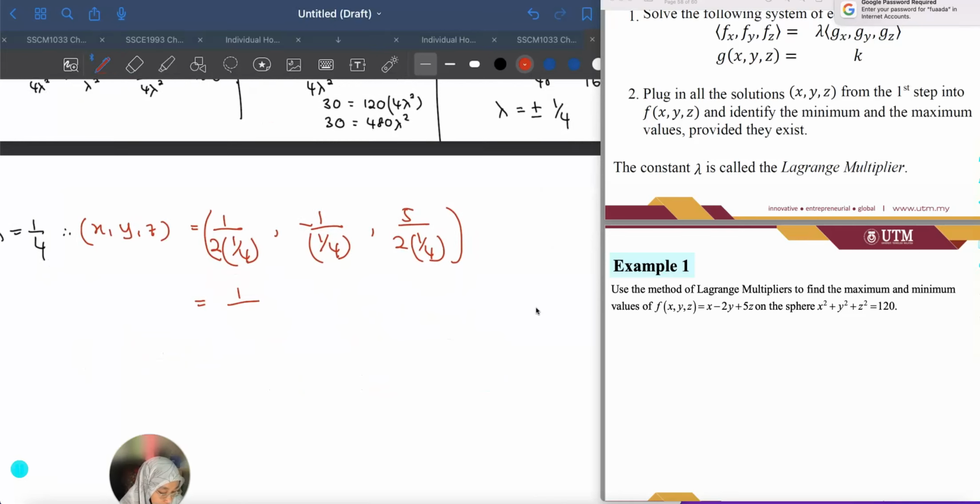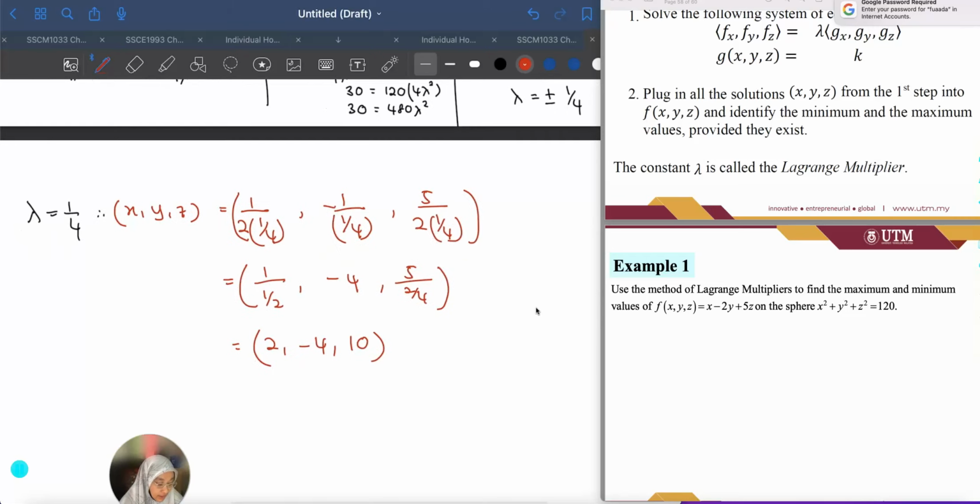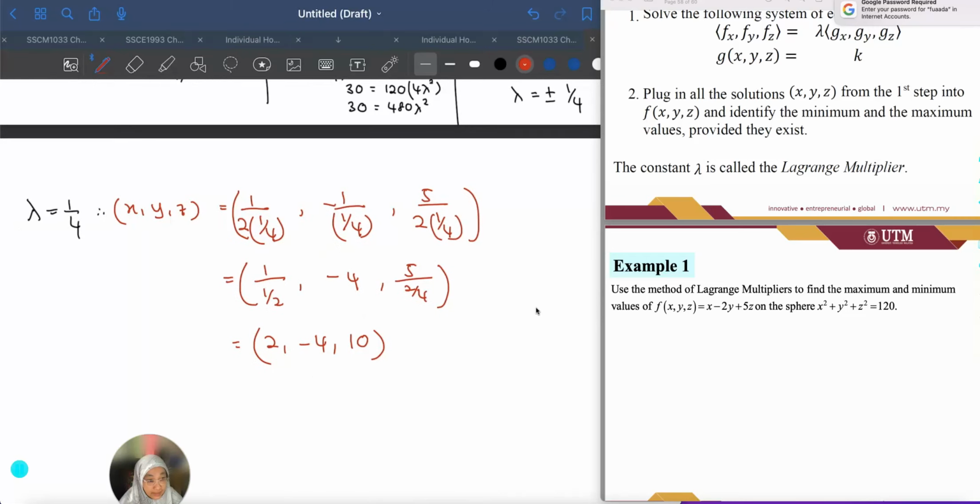So 1 over 1 over 2, negative 4, 5 over 2 over 4. So you got 2, minus 4, 10. Right? So that is the point for the particular lambda you obtain.